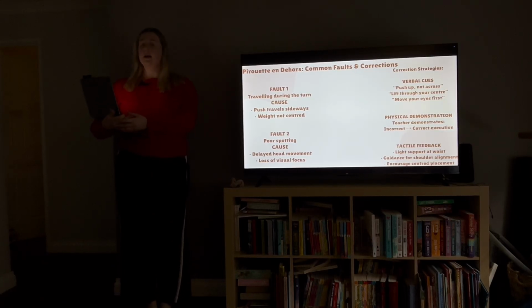Correction strategies can include verbal cues, so ensuring that you're always giving positive feedback when required, and giving proper feedback not just related to the body, such as saying lifting through your center rather than stomach, or moving your eyes first rather than your whole head, making sure it's very specific to the student as well.